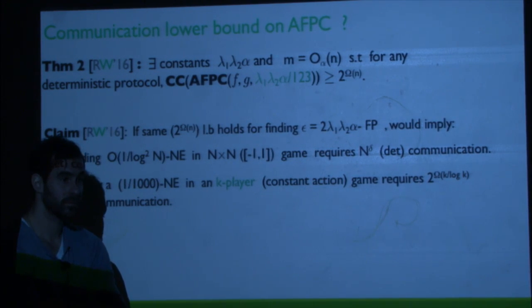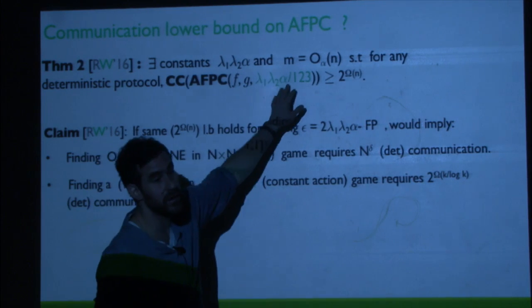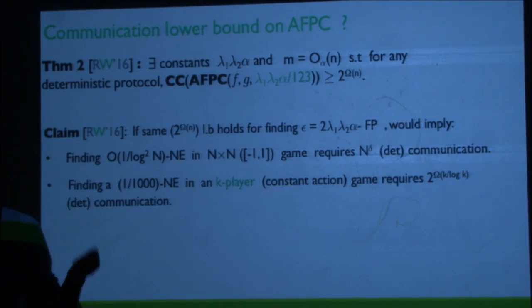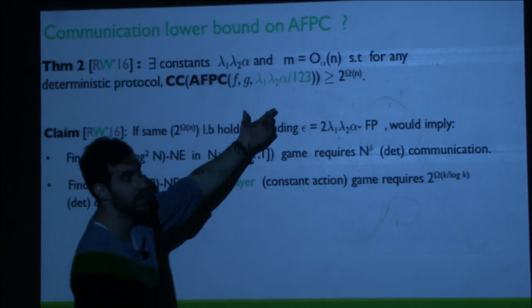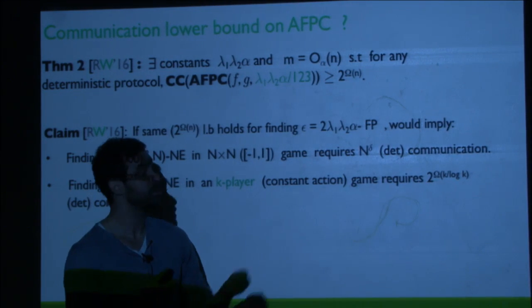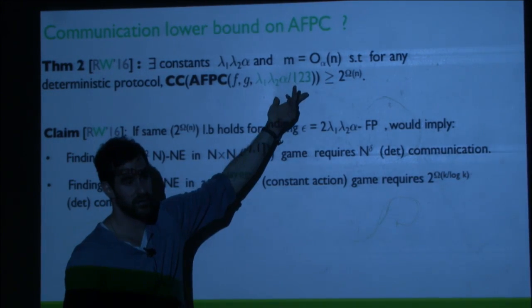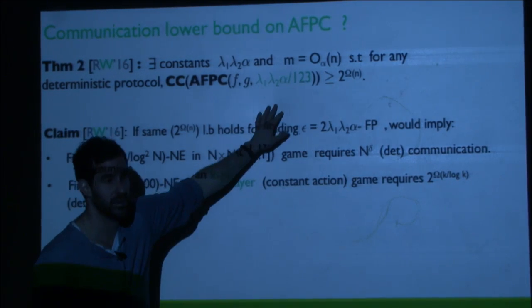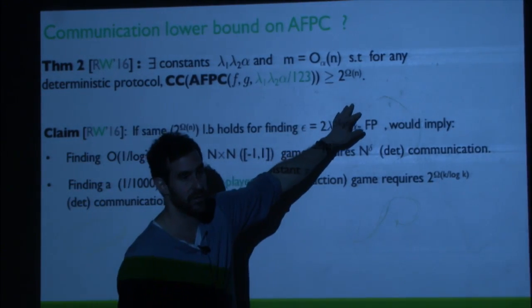It's a complete problem. So this is a promise problem where the players are promised to have such a fixed point and they need to find it. And we'll see a class of hard functions which are guaranteed to have this fixed point, and we'll see that any deterministic protocol that recovers this fixed point must spend exponentially many bits.